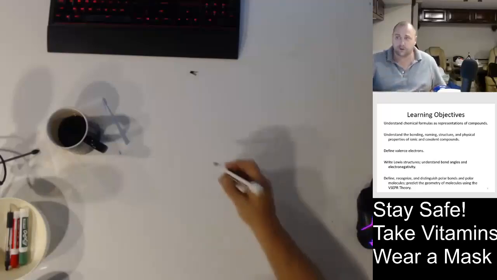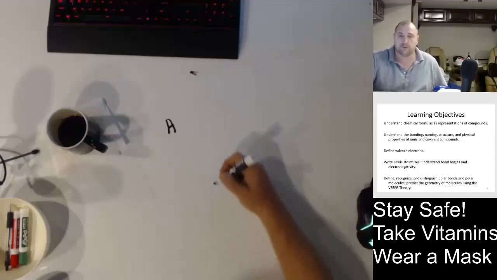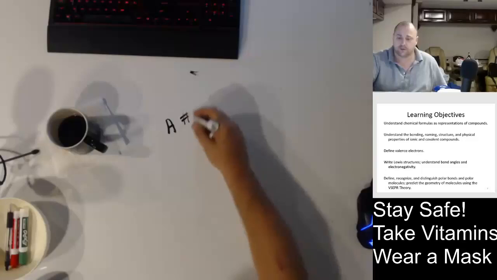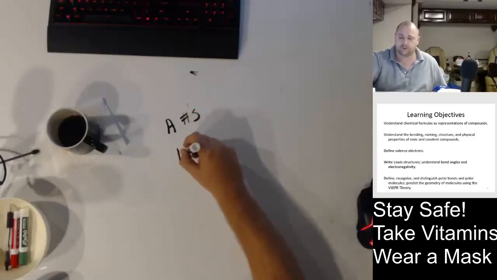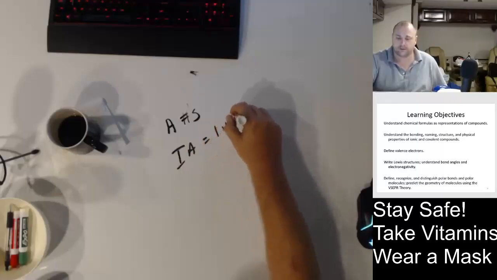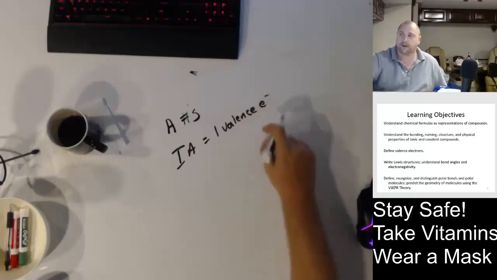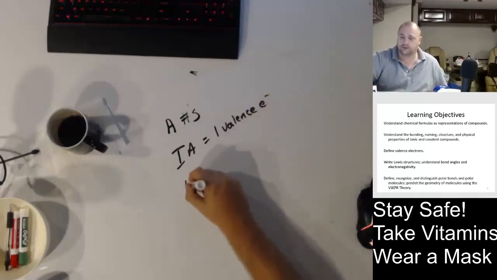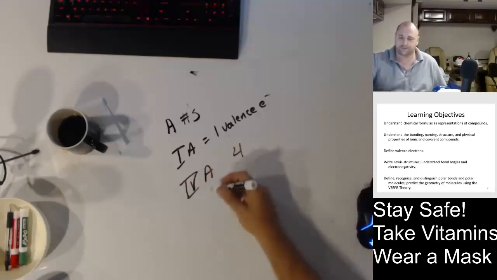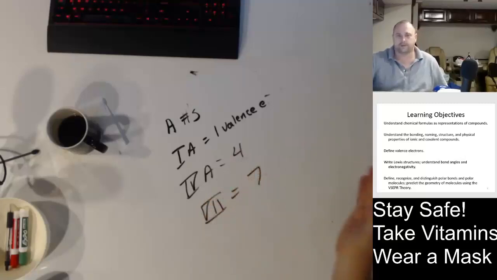Valence electrons, we can tell by using the A numbers. So it only works for the representative elements. In other words, if it's group 1A, it has 1 valence electron. If it's in group 4A, it's going to have 4 valence electrons. All right, and so then 7A would have 7.